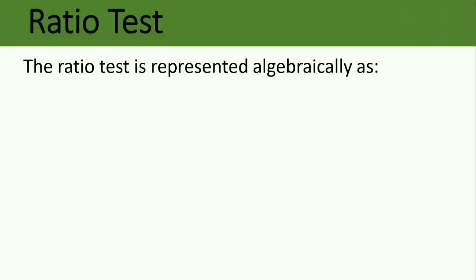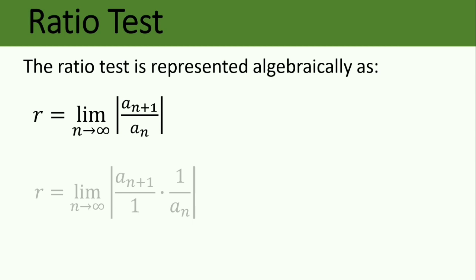The ratio test is represented algebraically as R is equal to the limit of the absolute value of a sub n plus 1 all over a sub n as n approaches infinity. This formula can also be written like this: L equals the limit of the absolute value of a sub n plus 1 over 1 multiplied by 1 over a sub n. Kani ikaduha na nga form sa formula is atong gibulag ang a sub n plus 1 all over a sub n para mas dali i-evaluate ang usa ka given.